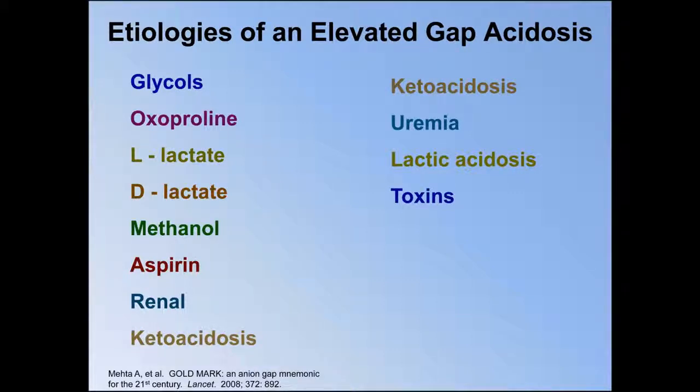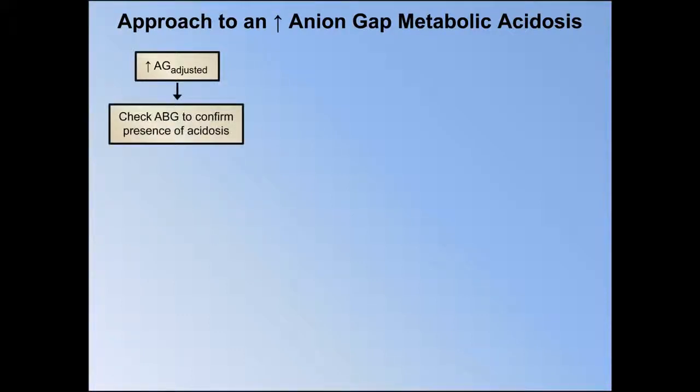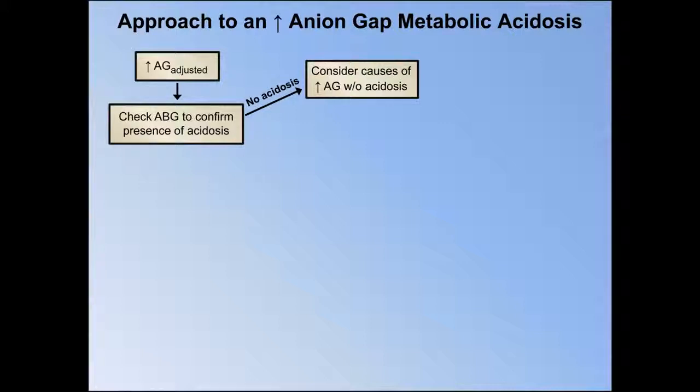The last thing I will review is a general approach or algorithm to diagnosing the etiology of an elevated anion gap metabolic acidosis. First step, always be sure the anion gap is adjusted upwards for hypoalbuminemia. Please see Lecture 5 for details on how to do that. Next, check the ABG to confirm that the patient doesn't just have an elevated anion gap and low bicarb, but actually has a metabolic acidosis as well. If there is no acidosis, you should consider causes of an elevated anion gap that don't cause an acidosis. These include severe hyperphosphatemia and the presence of an anionic paraprotein.